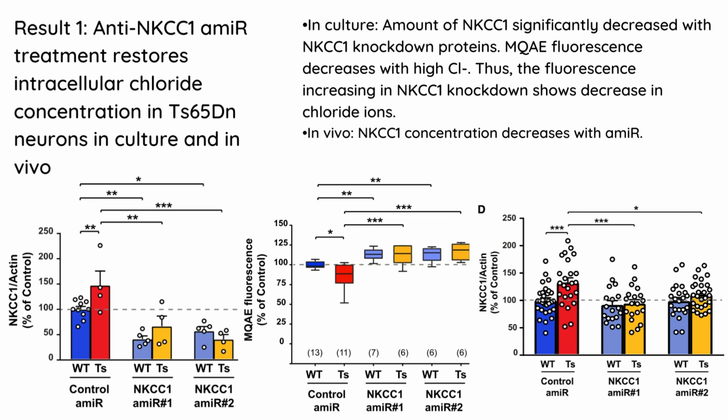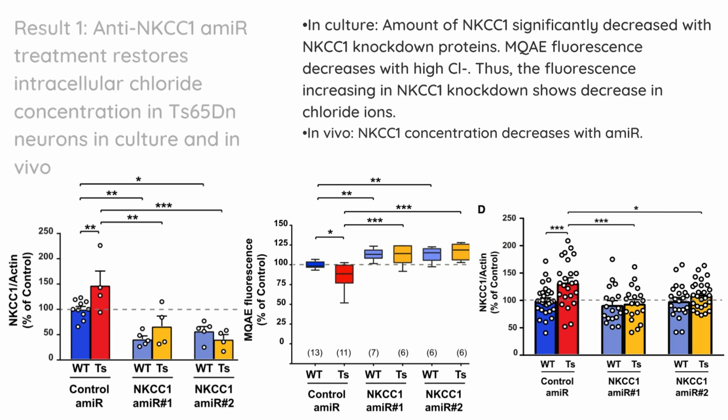When we are looking at chloride concentration, the high value of MQAE fluorescence indicates a low concentration of chloride. So we can see that after the treatment, both wild type and the diseased neuron show decrease in chloride ion, and it's the same with the last graph, which is in vivo experiment. The wild type and diseased neuron all decreased in NKCC1 concentration after the knockdown treatment.